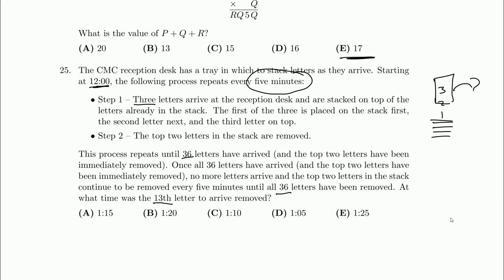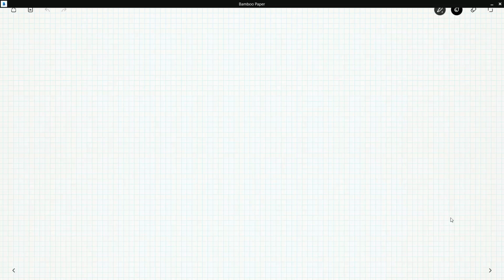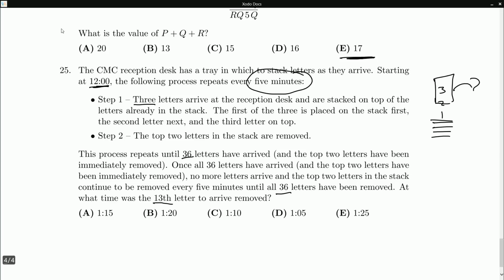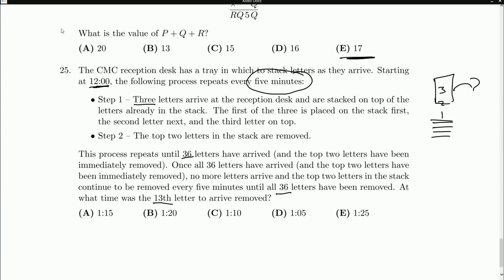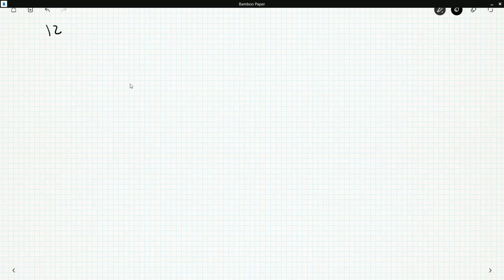Interesting. Every 3 letters. So what happens with this process? How about we write out a few steps here? We'll ignore times, but after 5 minutes, well, does it start at noon? Starting at noon, the following process repeats every 5 minutes. So at noon, actually I don't know if it's noon, but 12 o'clock.